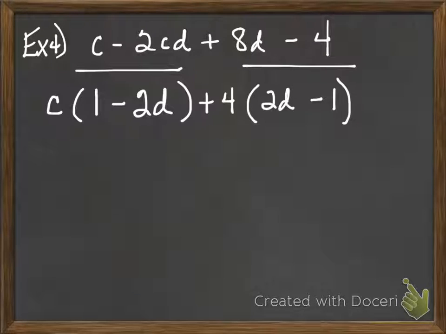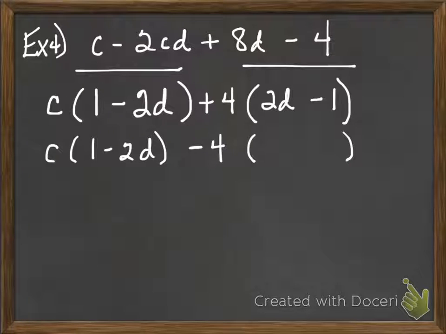Okay? So then you're going to go back in your next step, and you're not going to take out a positive 4. You're going to take out a negative 4. And then that's going to change your last group to be what? 1 minus 2D. Good. It's going to change the sign. So then the 1 is positive and the 2D is negative. Now your groups are exactly the same.